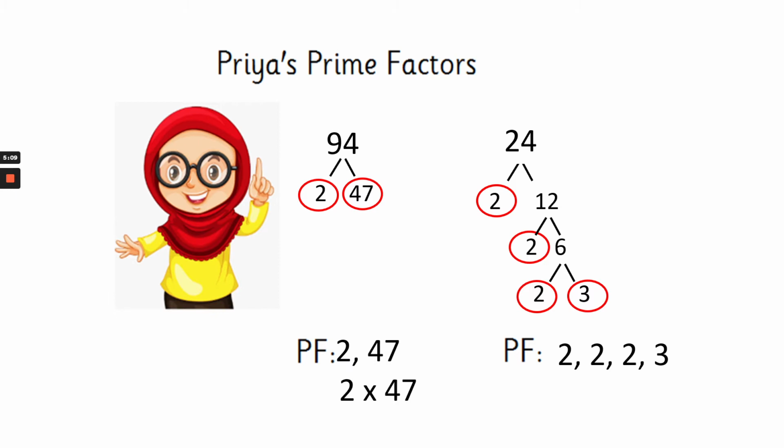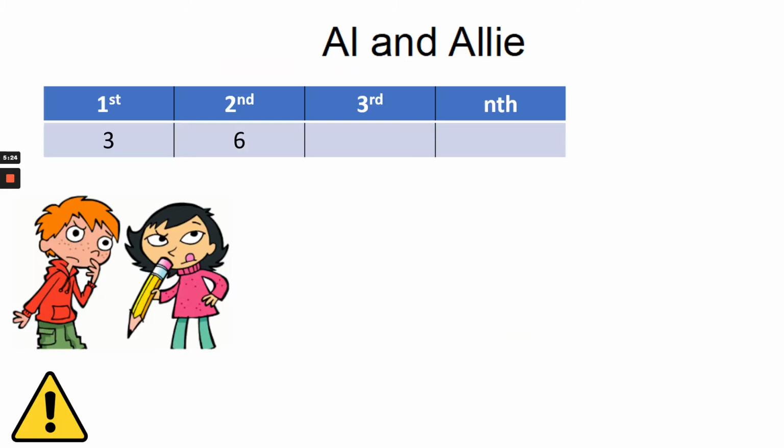Well done if you spotted you could write 2 cubed, 2 times 2 times 2, and you can also then times it by 3. Those are your prime factors. Well done, Year 6. All right, we're moving on to Al and Ali again.